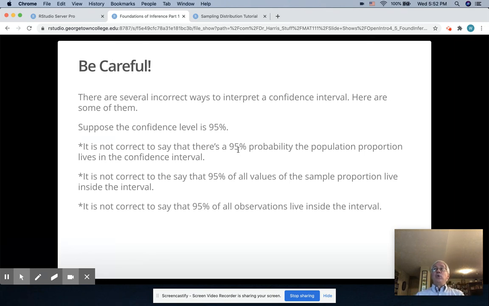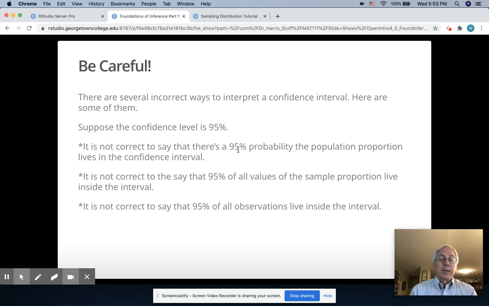So just a few warnings about interpreting confidence intervals for the moment. We'll be looking at more of this in coming slideshows and chapters. There are several incorrect ways to interpret a confidence interval. Here are a few. It's not correct to say that there's a 95% probability that the population proportion will live in the confidence interval. Remember, probability is something that we use before the sample is drawn and before p-hat is calculated. Once the sample is drawn, we now talk about confidence, not probability.